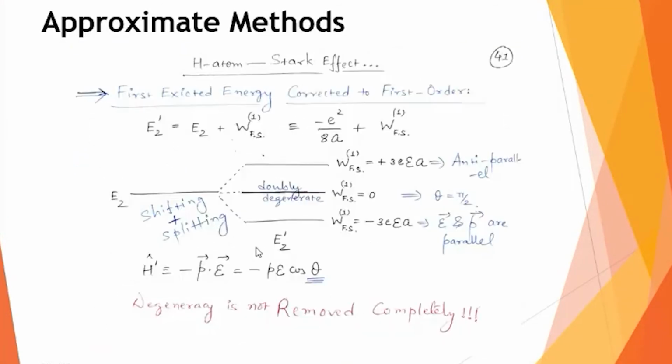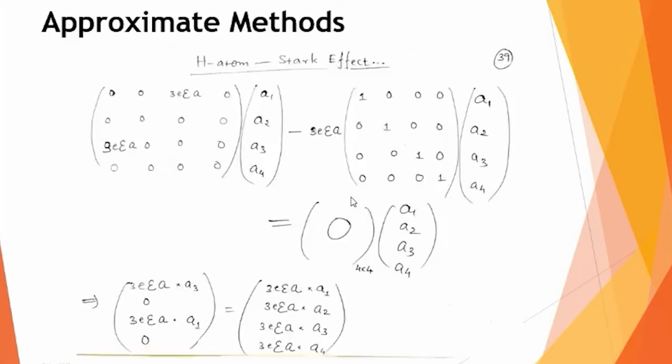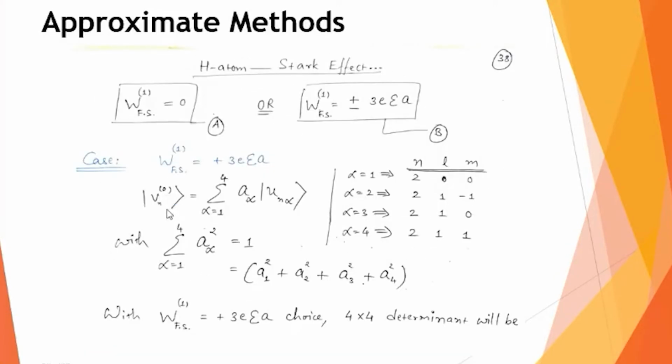So for the normalization condition, A1 square plus A2 square plus A3 square plus A4 square equals 1, you can see A1 and A3 are the same. So you obtain the value of A1 and A3 that comes out to be 1 by root 2, and A2 and A4 are 0. Now if I try to write my state function V0, A1 and A3 contribute. If alpha is 1, it is 200, and if alpha is 3, it is 210. That state function will be forming your V0. Right?